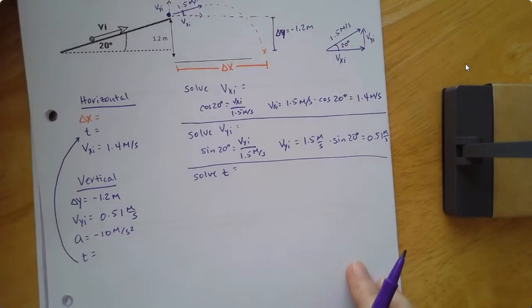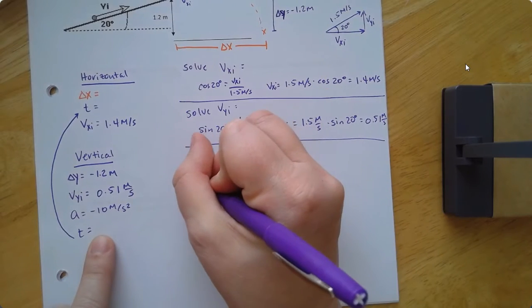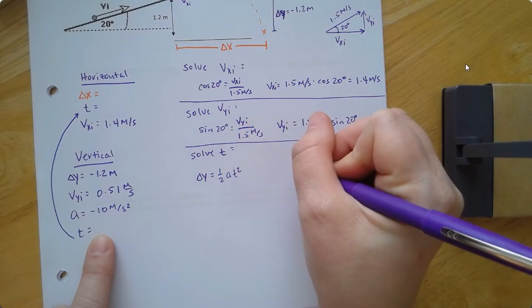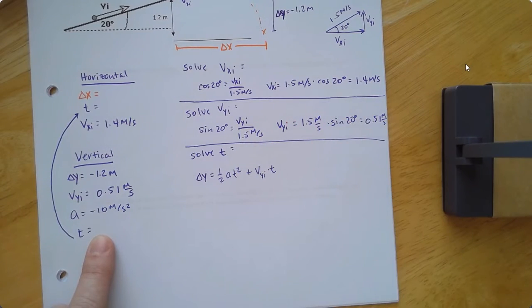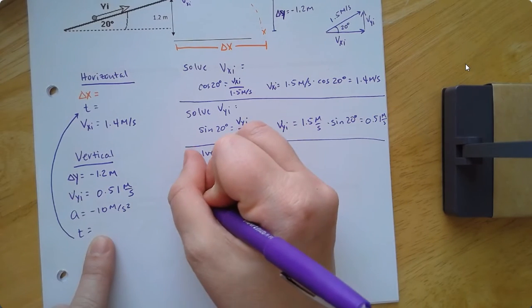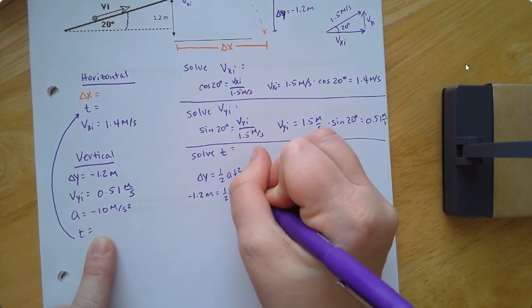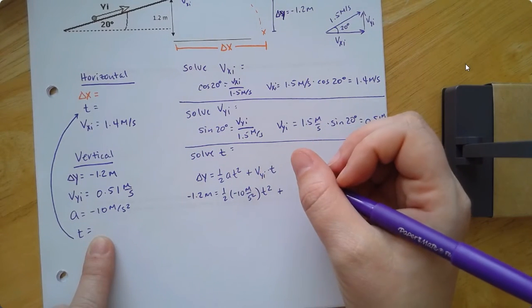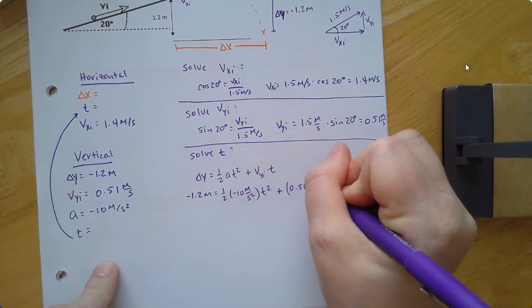All right, this is where it gets really exciting. If we look at our equations, we see that we can solve for time if we use the equation: the vertical displacement is equal to 1/2 acceleration times time squared plus our initial vertical velocity times time. So if I fill in some of those values, I've got minus 1.2 meters equals 1/2 times minus 10 meters per second squared times time squared plus our initial vertical velocity, that 0.51 meters per second, times time.